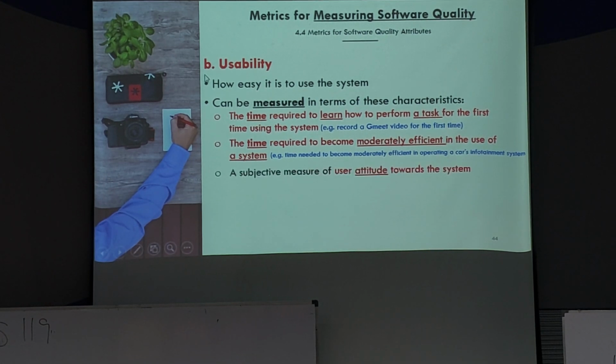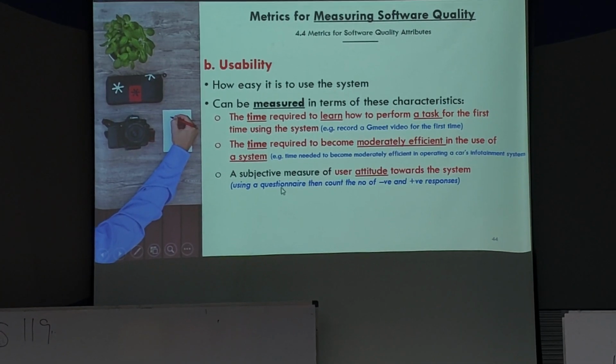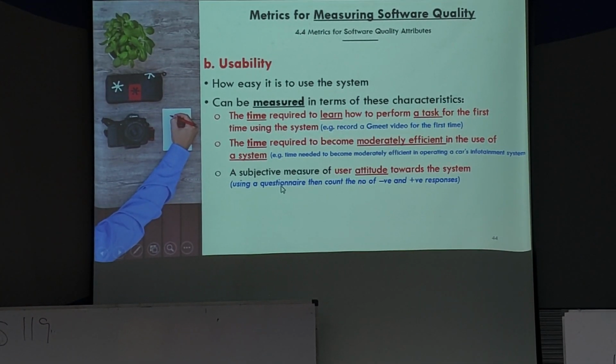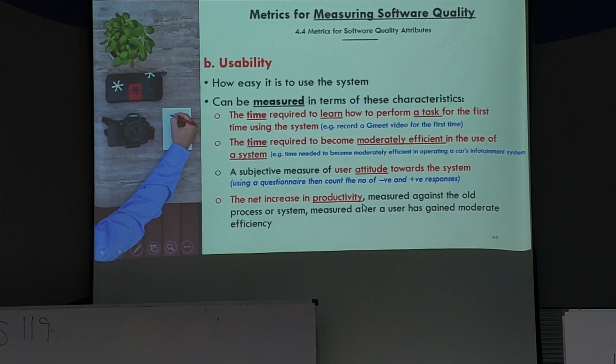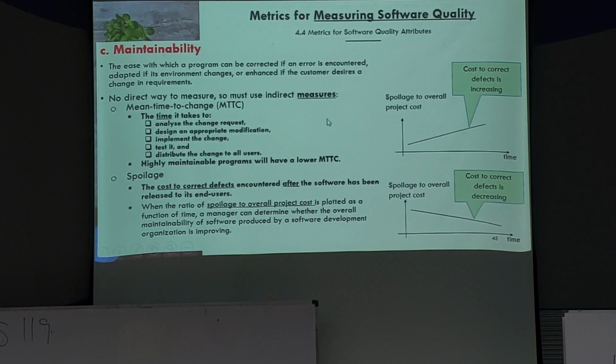So to measure usability, you can also measure user attitude towards the system. You can use a questionnaire and give it to users. When you get back the responses, count the number of negative and positive responses. Or you can also measure the net increase of productivity. This one you read.